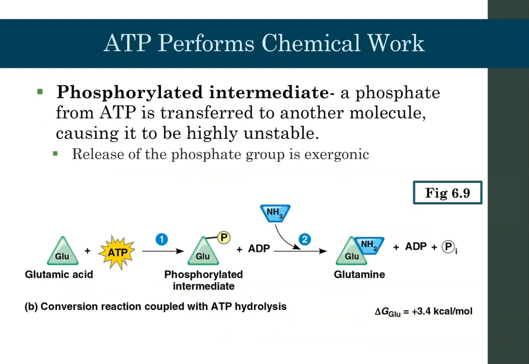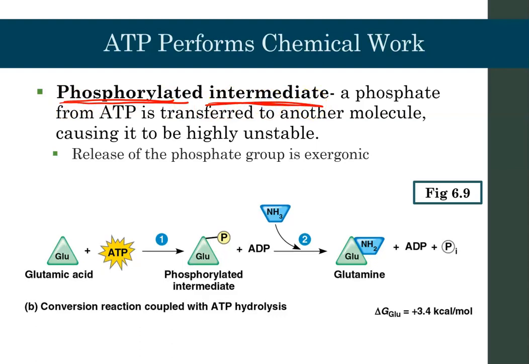So there are three types of work that are performed in cells: chemical, mechanical, and transport. Let's talk about how ATP works in each one of these settings. The most complicated one, and the one that seems to confuse the students the most, is this idea of a phosphorylated intermediate. But don't think of it in terms of this really big word. Think about what those words mean. Phosphorylated just means that there's a phosphate involved. Intermediate means there's a couple of steps.